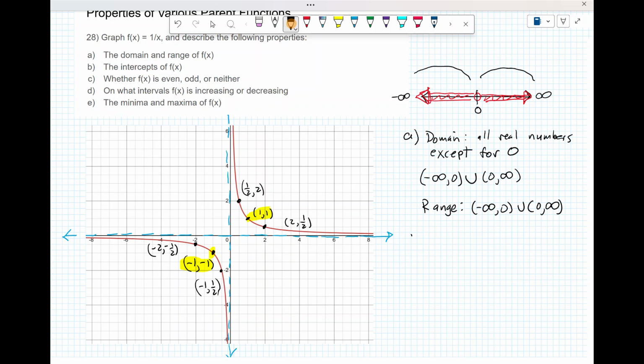All right, the intercepts of f of x. Well, as we said at the very beginning, this graph never crosses the x-axis and it never crosses the y-axis, so there are no intercepts. Is it odd, even, or neither? Hopefully you can see there is some symmetry here. It is a rotational symmetry, right? If you rotate this graph with the center of rotation at the origin, and you rotate it 180 degrees, you will get the same exact graph. It will line up with itself. And so this is an odd function.